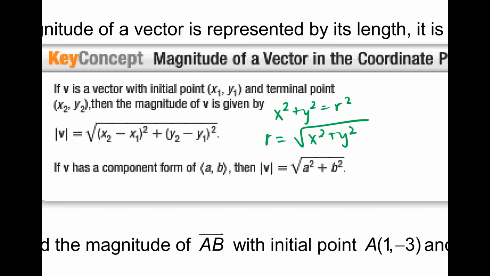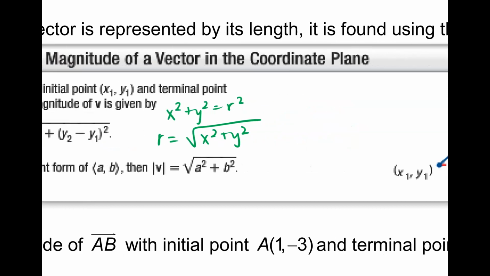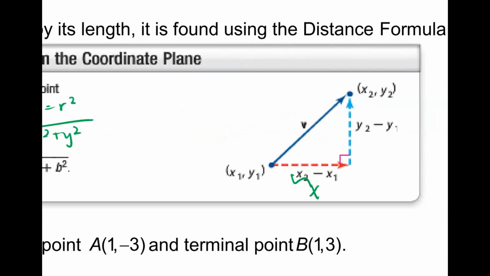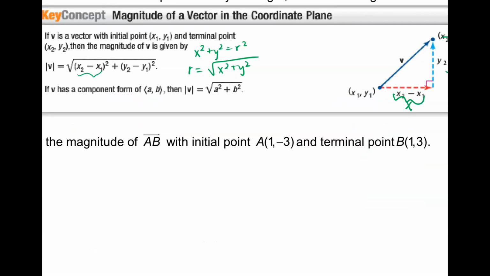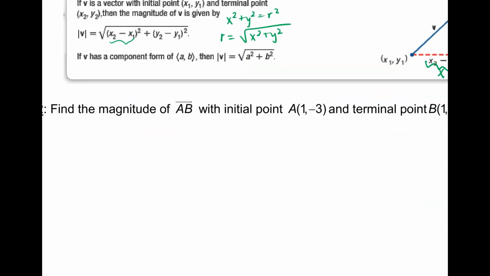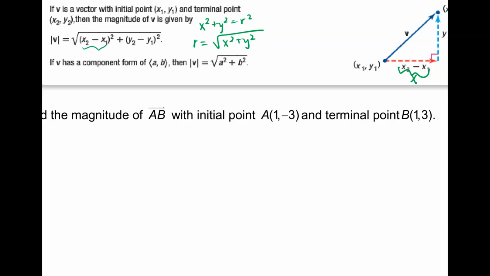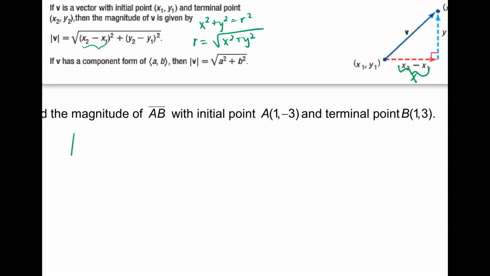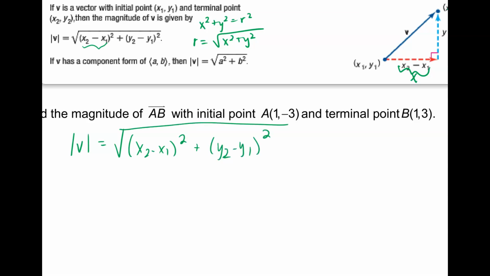But wait, how do you find how long your x is? Oh yes, x2 minus x1. Alright, so this is your x, this is your y. Find the magnitude of vector AB with initial point A, 1, negative 3. Oh, it's the exact same vector. Okay, I want to know how long this is. So I take the square root of x2 minus x1 squared, and I'm going to add my y, which is y2 minus y1 squared, and then take the square root.